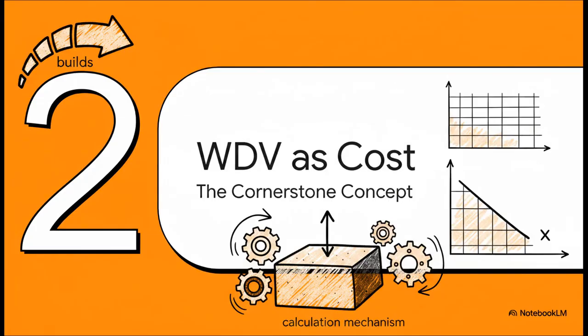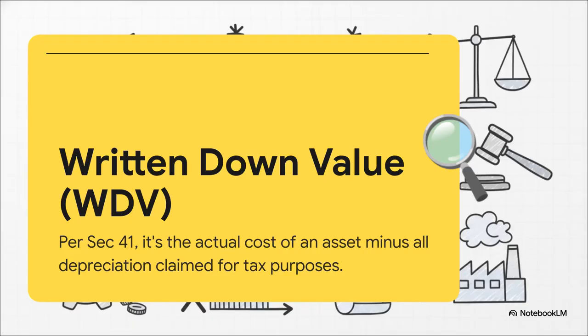Okay, so to really get how Section 75 works, we need to get comfortable with its most important concept, the written down value, or WDV. Honestly, everything in this calculation revolves around this single number. So, what is WDV? Let's break it down. It's really simple. It's the asset's value for tax purposes. You start with the actual price you paid for it, the original cost. Then, year after year, you subtract all the depreciation you've legally claimed on your tax returns. The number you're left with, that right there, is your written down value.